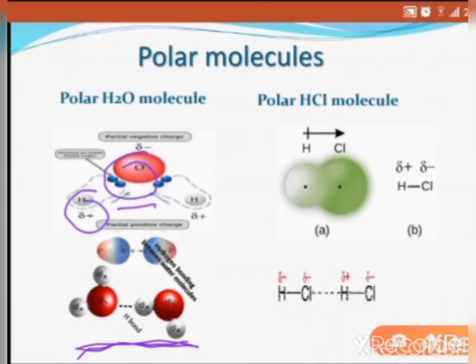Another example is HCl. Hydrogen and chlorine are partially positively and partially negatively charged respectively due to the unequal distribution of the electron pair. As a result, polarity arises and the partial negative end of one HCl molecule is attracted towards the partial positive end of the other molecule.